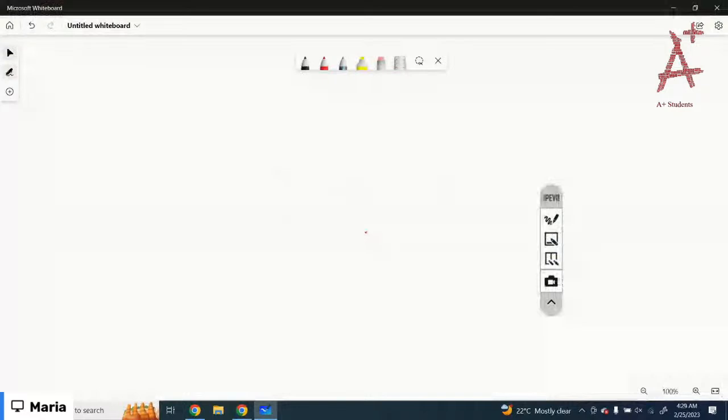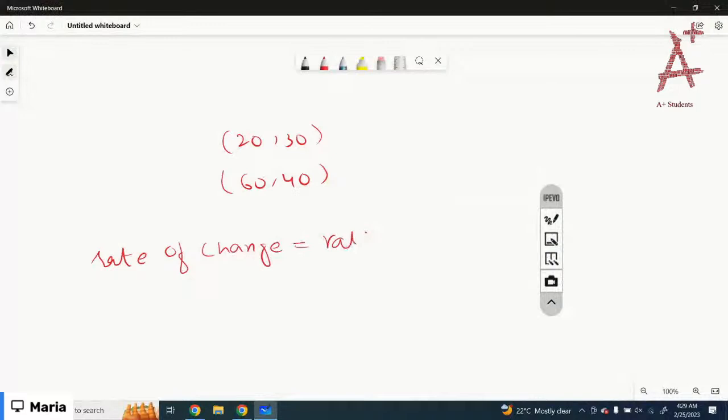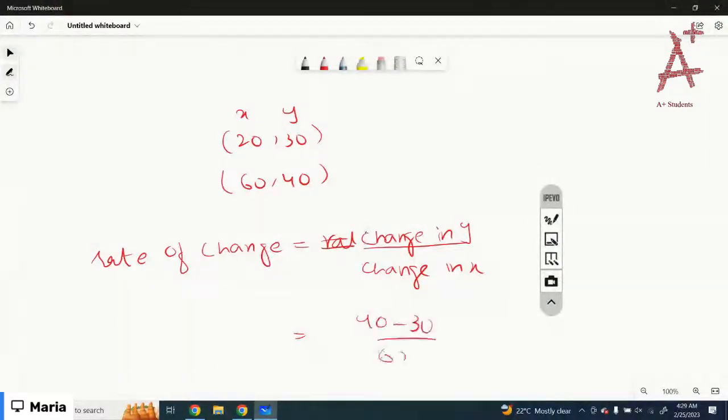Okay, the points are (20, 30) and (60, 40). So the rate of change is change in y divided by change in x. Here is the x coordinate and here are the y. So change in y is just subtract the y components: 40 minus 30 divided by 60 minus 20.